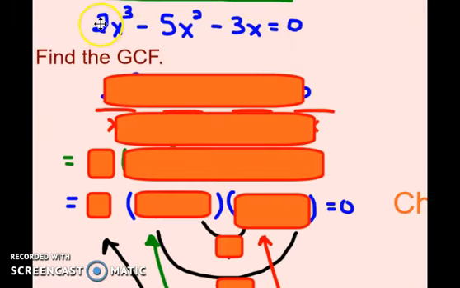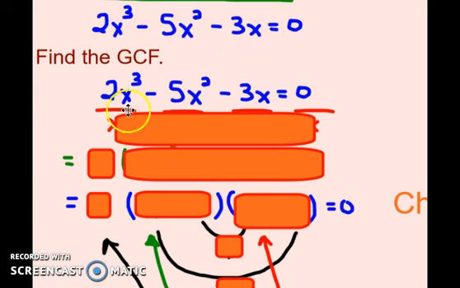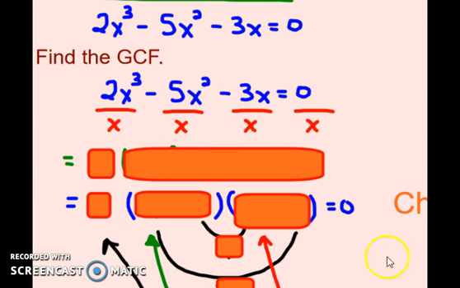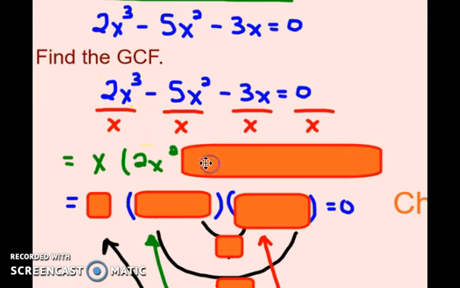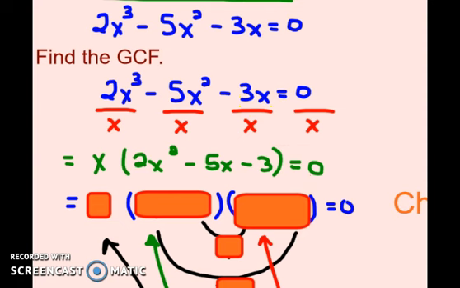So I'm going to look at each term to figure out if there's a greatest common factor. I look at the 2, the 5, and the 3, and nothing comes out. But I notice they all have at least one x. So my greatest common factor is x, and I can divide them all by x. Then 2x cubed divided by x is 2x squared, and 5x squared divided by x is 5x. 3x divided by x, those x's cancel out. So that equals 0.